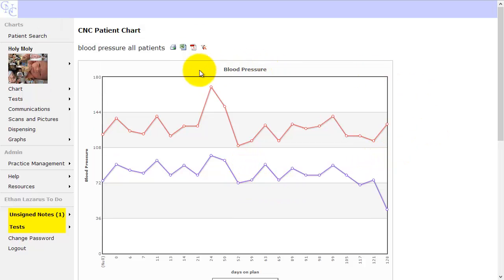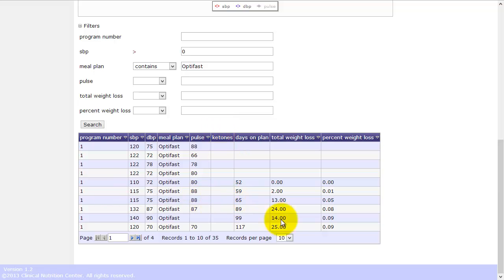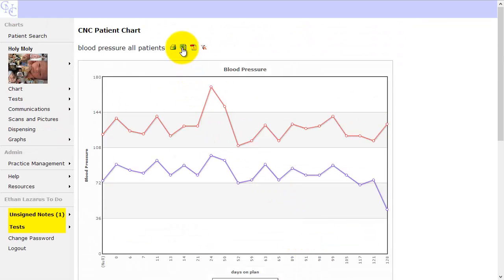Now, I should have commented on all of these tables. You can print them or you can export them. So you can export your data and do further data analysis in Excel or the program of your choice.